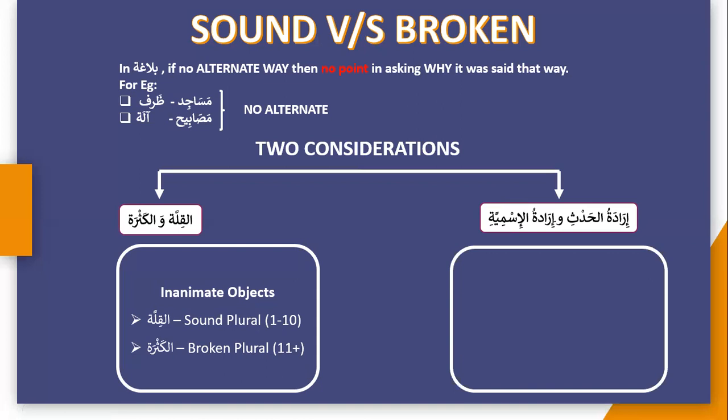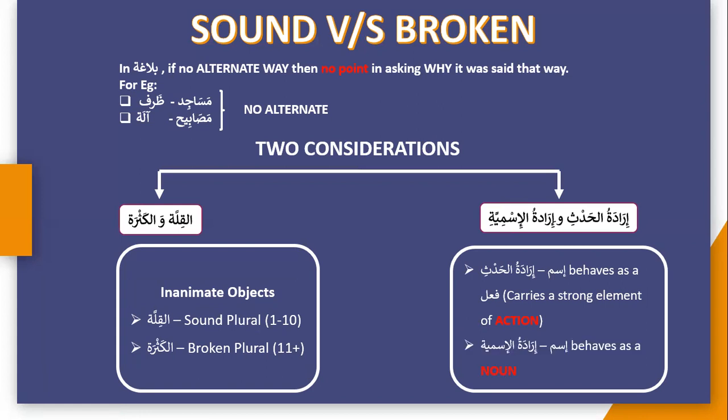Let's look at iradatul hadithi wa iradatul ismiyati. Iradatul hadithi means when ism behaves as a fi'l. We know that ism fa'il sometimes in a sentence acts as a fi'l. So just keep that in mind. So it carries a strong element of action. Then iradatul ismiya means ism is behaving as a noun. Simple. So let's look at Ajamul Qilla wal Kathra.